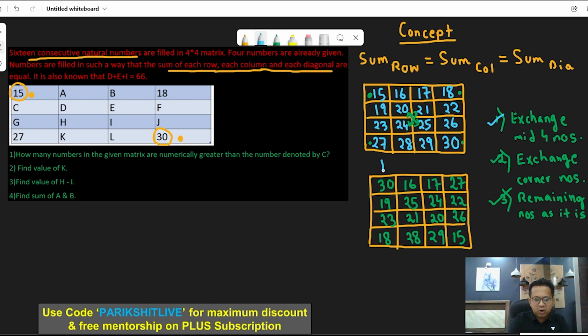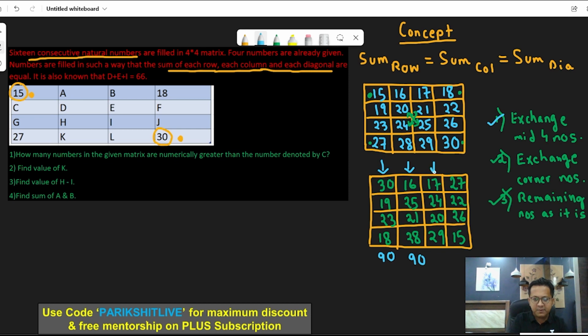Can you add up the first column? 30 plus 19 is 49. 49 plus 23 is 72. 72 plus 18 is 90. Can we verify? 30 plus 19, 49. 49 plus 23, 59, 69, 72. 72 plus 18, 90. Awesome. Second column: 16 plus 25, 41. 41 plus 21, 62. 62 plus 28, 90.